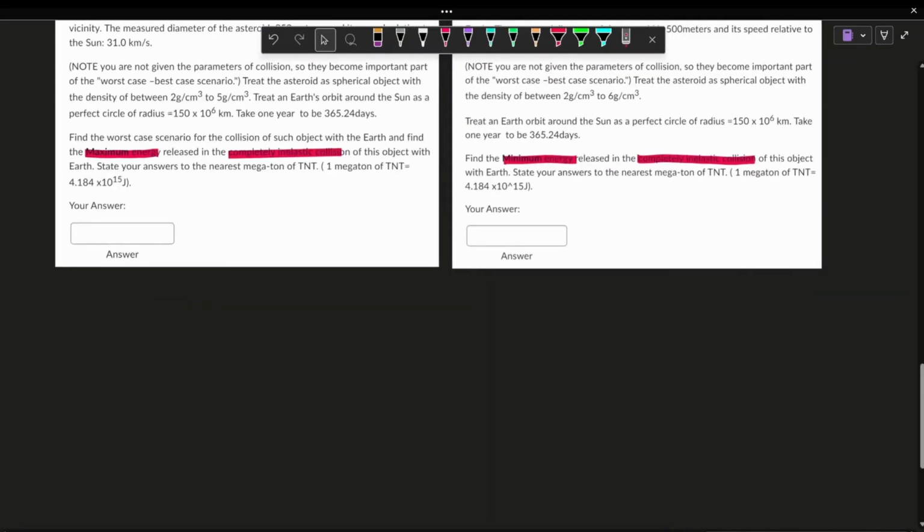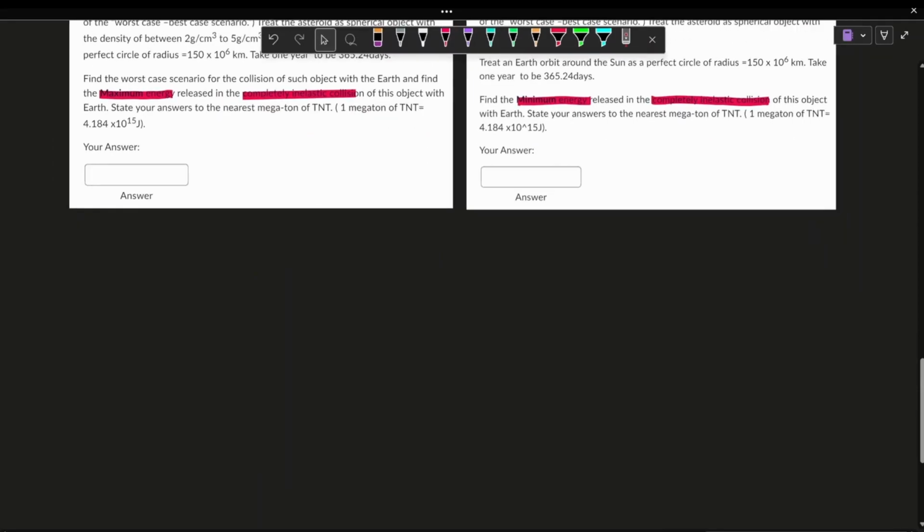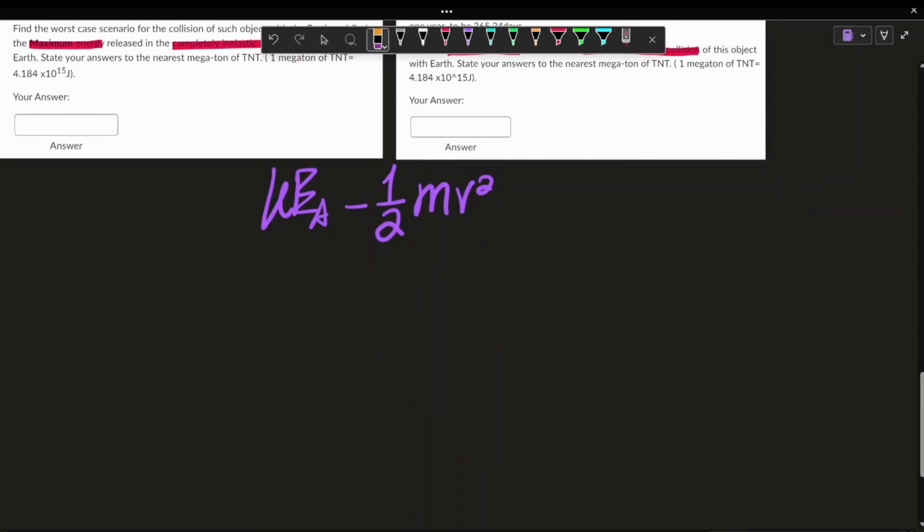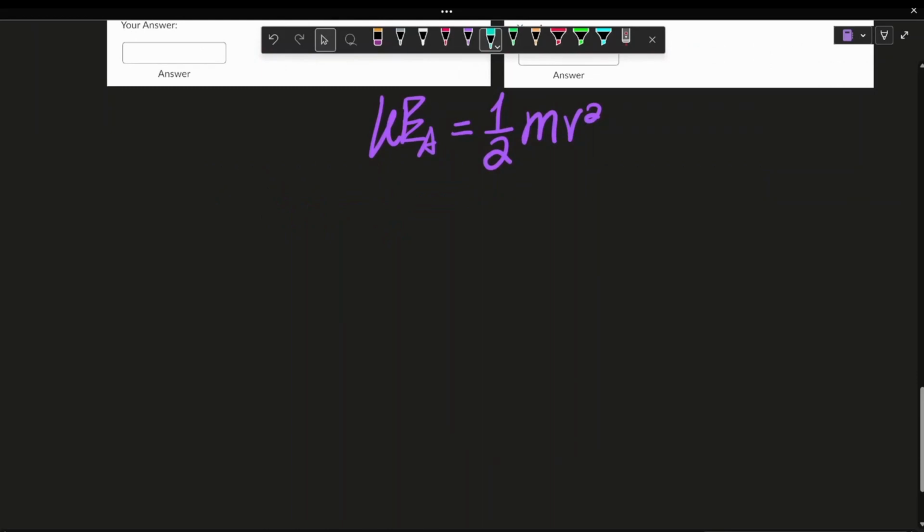So we'll begin by actually saying what we want to find. We want to find the kinetic energy for the asteroid, so we'll say KE asteroid. And of course that's 1/2 mv squared. So that's the central equation we're trying to solve for. Now we'll have two different paths.